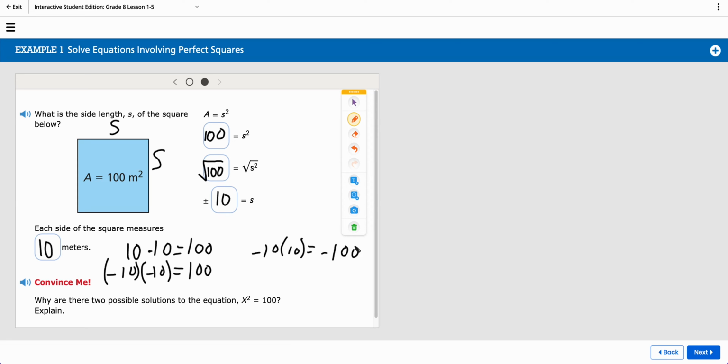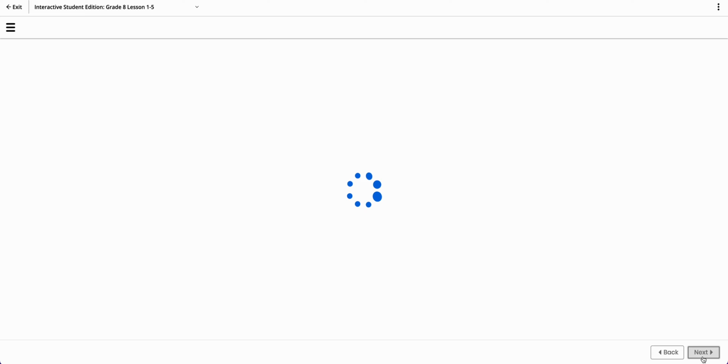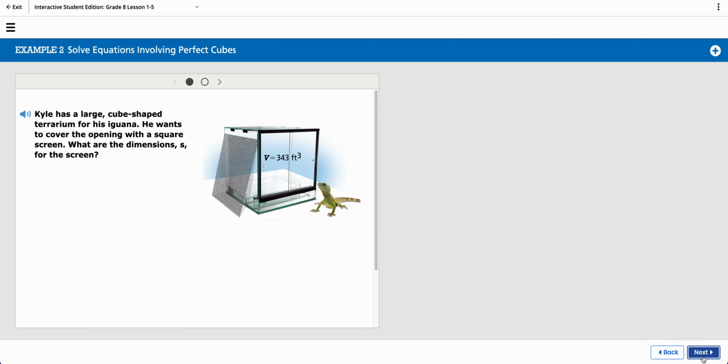So, let's move on. Kyle has a large cube-shaped terrarium for his iguana. He wants to cover the opening with a square screen. So what are the dimensions S for the screen? If we've got a cube that has a volume of 343 feet cubed, what do I do? I can't write on this screen for some reason. Sorry, this won't show up on the video if you're watching it later, but volume equals 343.